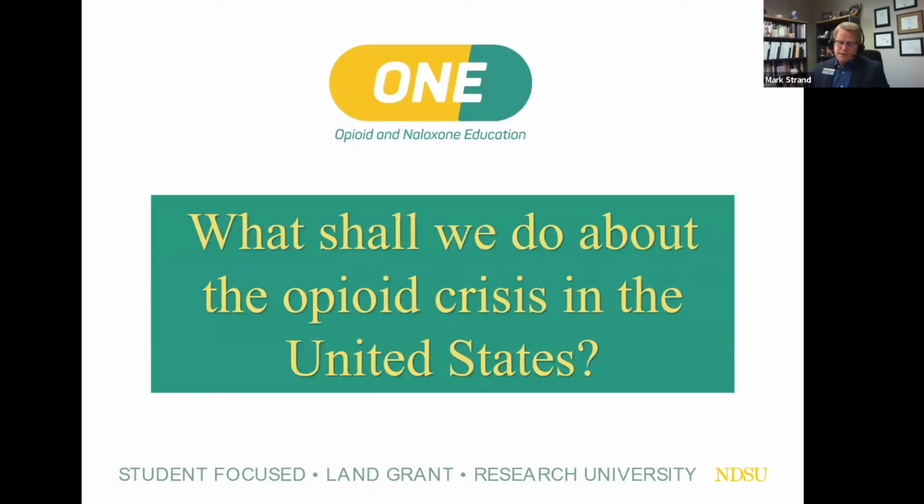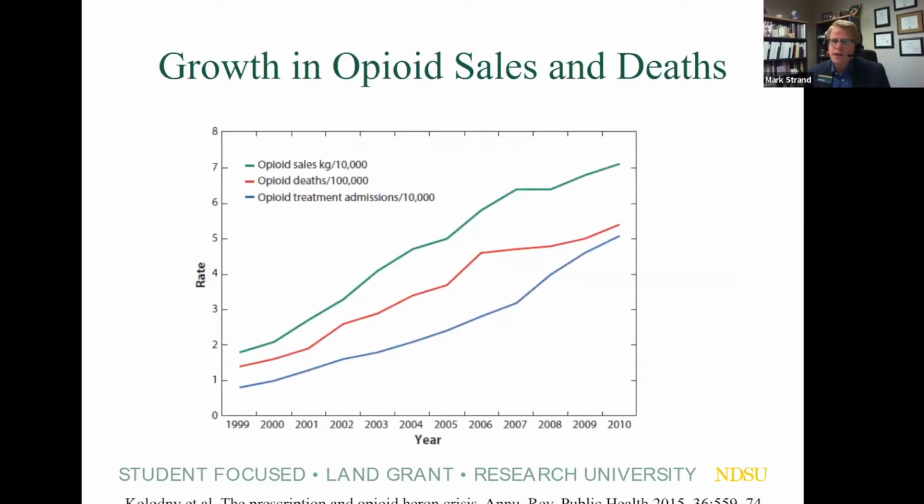So this is just to set the stage for the opioid epidemic in our country and in our state and some of the history. So then what shall we do about the opioid crisis in the United States? This is an indication of a point I'd already made regarding the growth in opioid sales and the indisputable fact that reckless opioid prescribing was the starting point for the opioid epidemic.